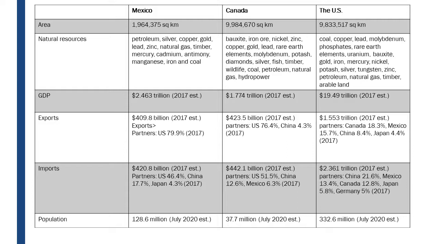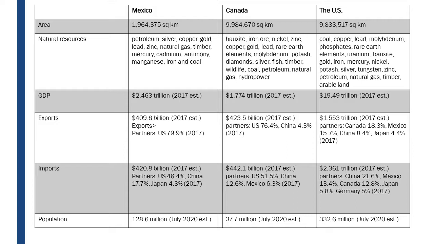In terms of GDP, Mexico is a 2.463 trillion economy. Canada is 1.774 trillion. The US 19.49 trillion. In terms of exports, the most important partner for Mexico is the US by almost 80%. For Canada is the US by 76%, and China 4.3%. For the US is Canada by 18%, Mexico 15%, China 8%, Japan 4%.